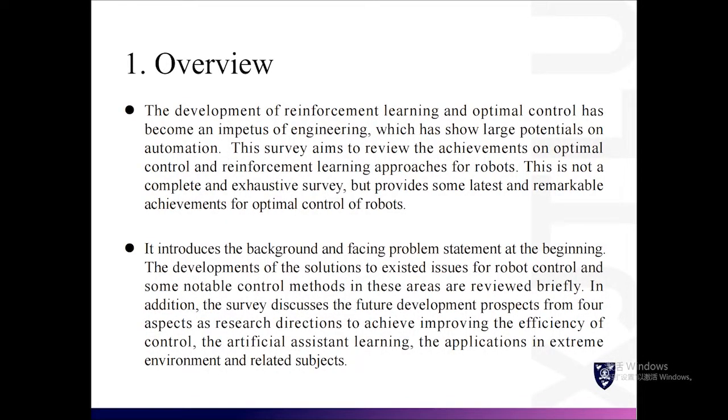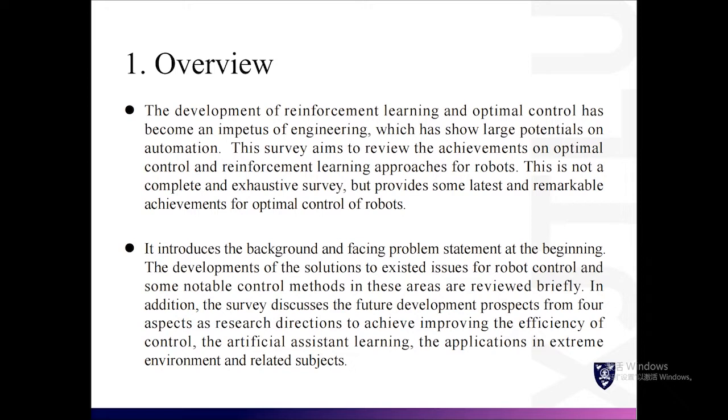The development of reinforcement learning and optimal control has become an impetus of engineering, which has shown large potential in automation. Currently, optimization applications on robots are facing challenges caused by model bias, high-dimensional systems, and computational complexity. To solve these issues, several researchers proposed available data-driven optimization approaches. This survey aims to review the achievements on optimal control and reinforcement learning approaches for robots. This is not a complete and exhaustive survey, but provides some latest and remarkable achievements for optimal control for robots. It introduces the background and problem statement at the beginning.